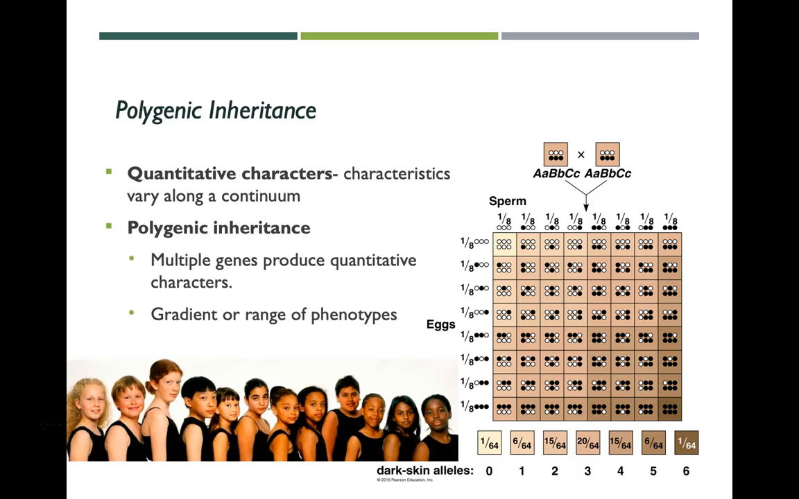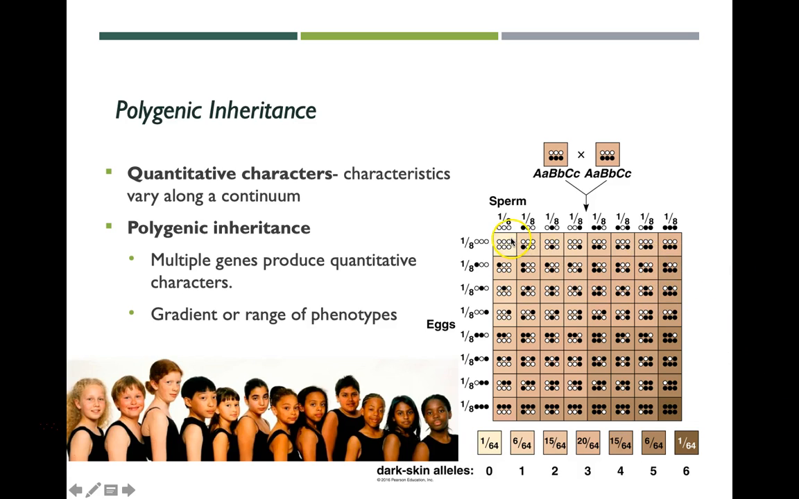These are characteristics that can be measured with some sort of number value, some sort of scale, but they also vary along a continuum. So we don't necessarily have distinct categories, but instead we have a range of phenotypes. If you look at all those skin colors down along the bottom, you have the very lightest all the way up to the darkest skin color. And that's because there are different levels of pigment that are deposited on the skin based on the number of alleles for skin color that are present.